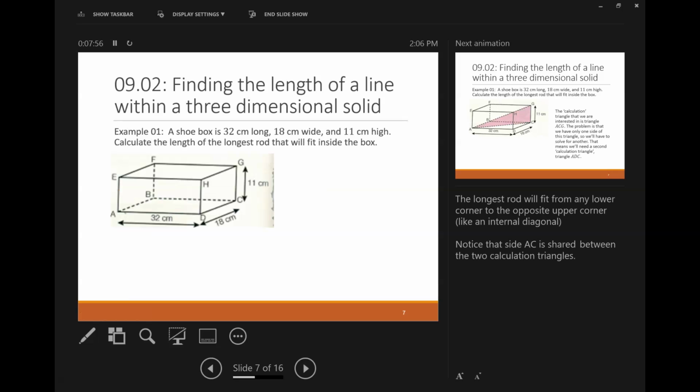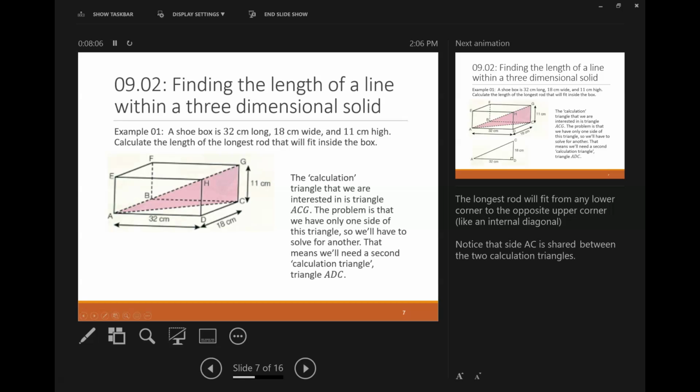So here's my box. The rod that I'd be trying, or the longest thing I could put in here, would be from like A to G, right? Everybody agree with that? So I'm going to build a calculation triangle that includes that segment AG. Does everybody see why that's a right triangle?